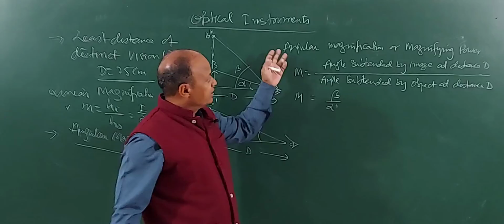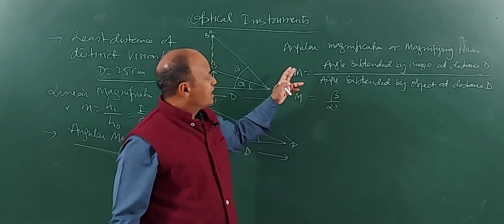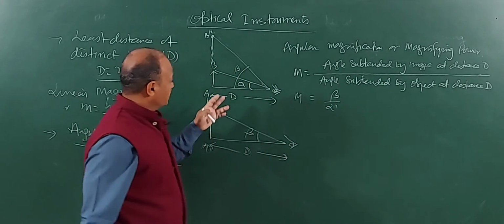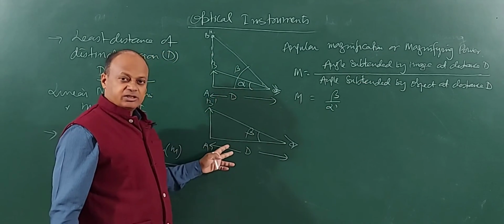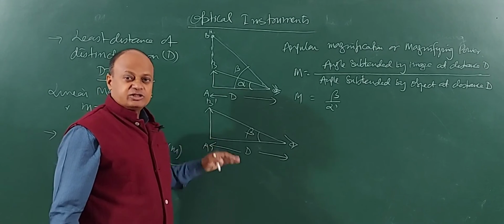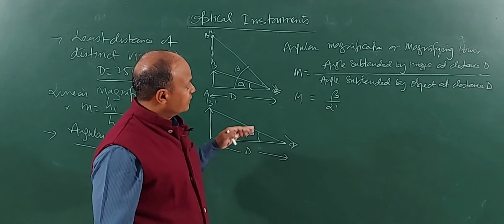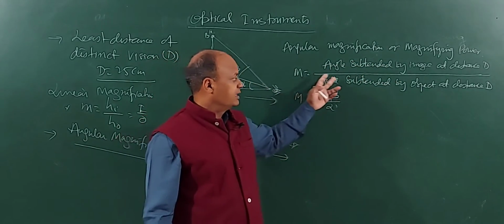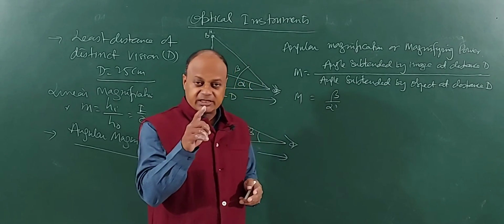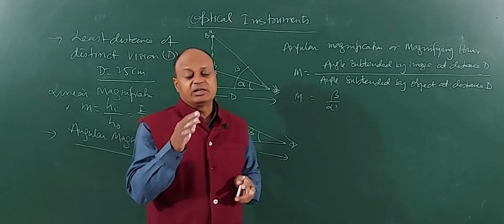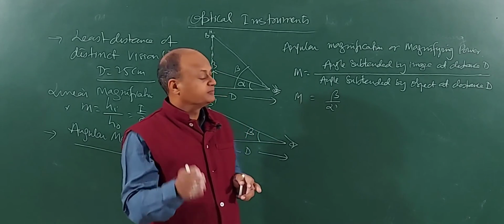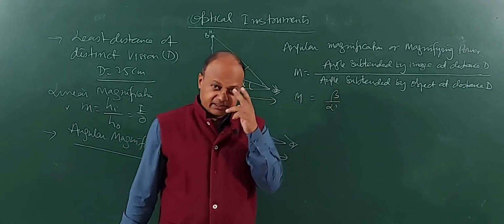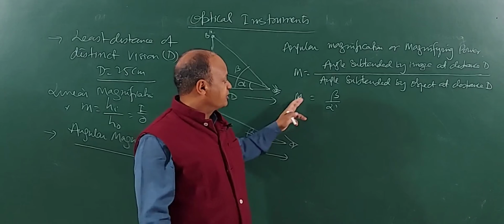Angular magnification or magnifying power is equal to the angle subtended by the image at distance D. Very important. Here I have shown that object and image both are at what distance? The same distance, the least distance of distinct vision. The angle subtended by the image at distance capital D divided by the angle subtended by the object at small d. Be very clear about this. I am seeing the image with the help of the optical instrument, it can be a microscope or a telescope, and I am seeing the object with the naked eye. I am not using any optical instrument. So m is equal to beta by alpha.